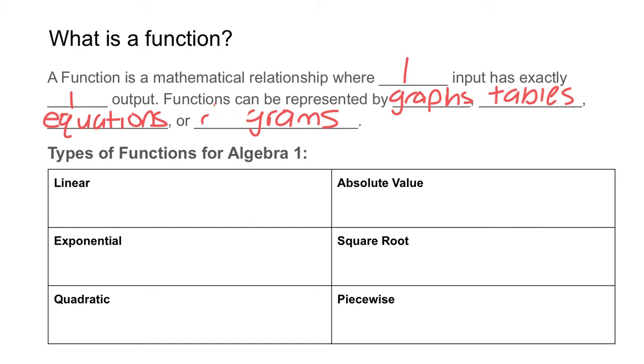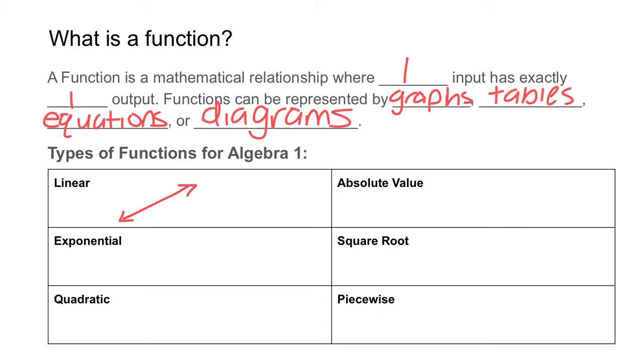There are really 6 different types of functions that we look at in Algebra 1. 3 of them we focus heavily on, and then the other 3 we just look at a little bit. But I want you to be familiar with all 6 of them because they are going to come up at different points in time. The one that we're most familiar with is linear. That's what we just finished. And we know linear functions are ones that look like a line, right? It can rise and fall and whatever, but it's going to look like a line.